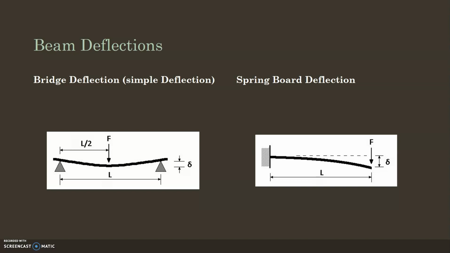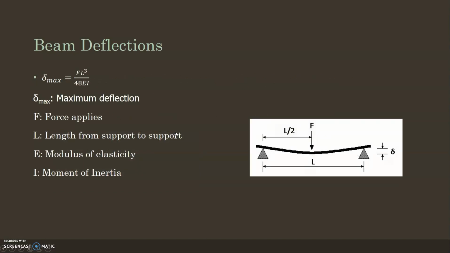This is like your diving board, where you have your beam and then you have some force outward. There is no support here. This could be like an eaves on a roof, or this could be some cantilever beam. This does happen quite often. We're not going to deal with springboard deflection. There are equations for them. We're going to deal with the simple deflection.